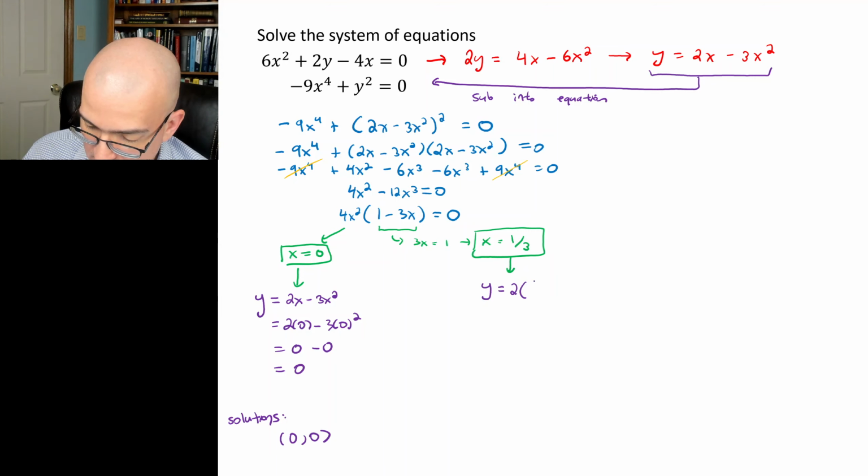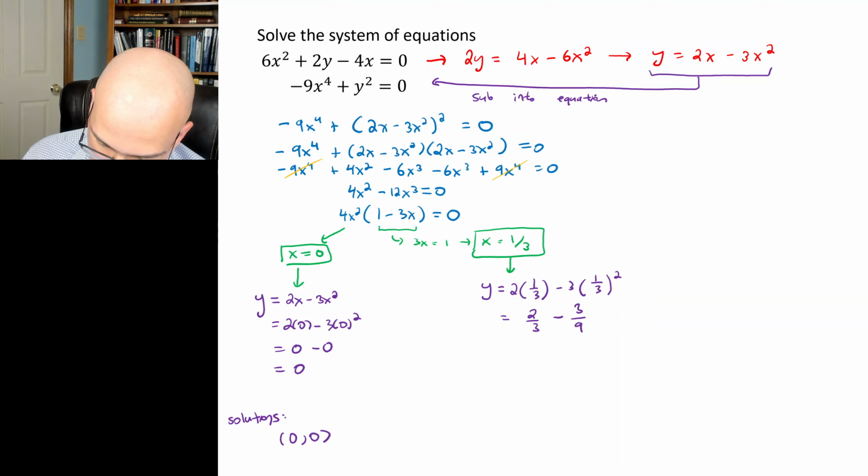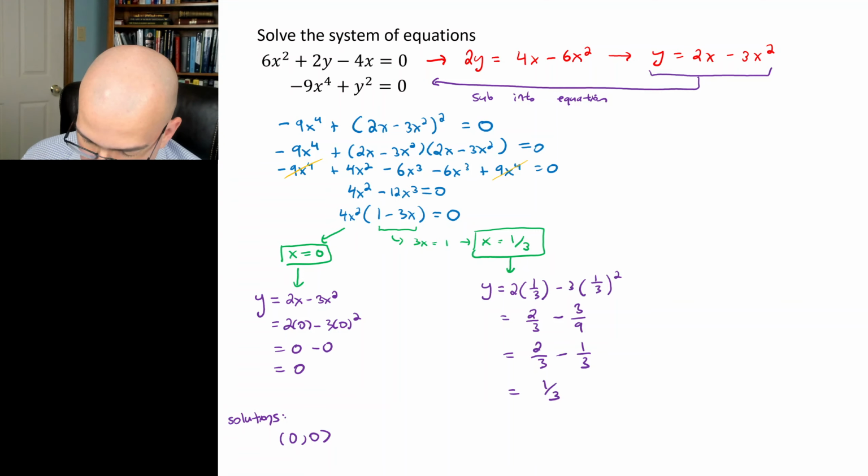Let's check the second one. 2 times 1/3 minus 3 times (1/3) squared. So 2/3 minus 3/9, which is 2/3 minus 1/3, which is 1/3. So the other solution is 1/3, 1/3.